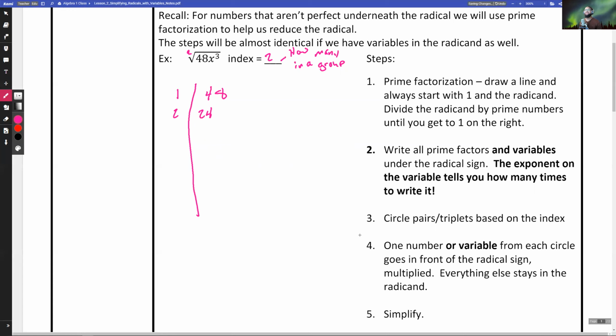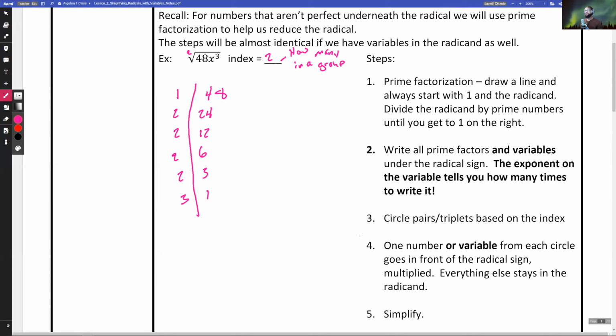Then we have another even number, so that's another 2. 24 divided by 2 leaves us with 12. 12 divided by 2 leaves us with 6. 6 divided by 2 leaves us with 3. Here's where we have to change it up, because 3 isn't an even number. 3 divided by 3 is 1. We started with our 1, and we worked to our 1.